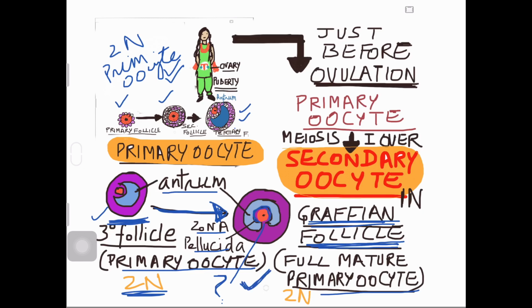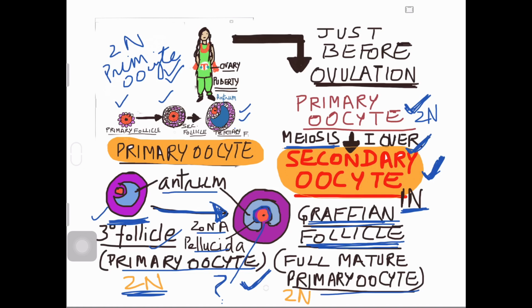Actually what happens is that the primary oocyte has to finally give rise to the secondary oocyte, and it is a merging of stages. So you may find the secondary oocyte interchangeably lying in the tertiary follicle or in the secondary follicle. It could happen. So the primary oocyte, that is a 2N cell, gives rise to the secondary oocyte, which is 1N, that is a haploid cell, through meiosis first.